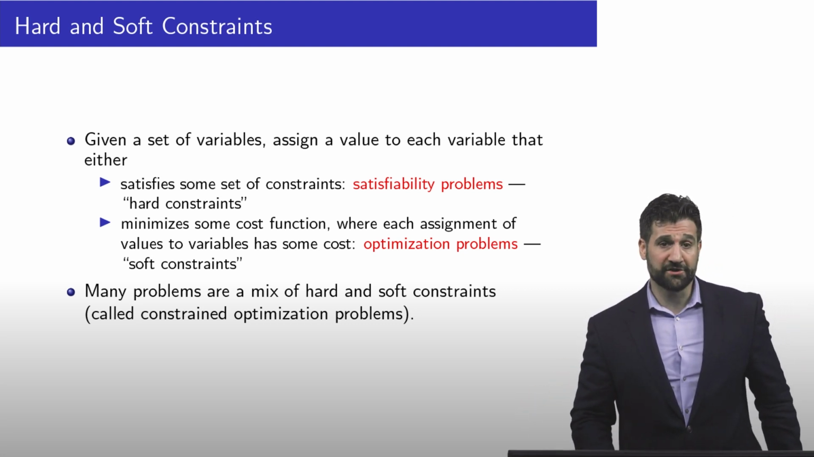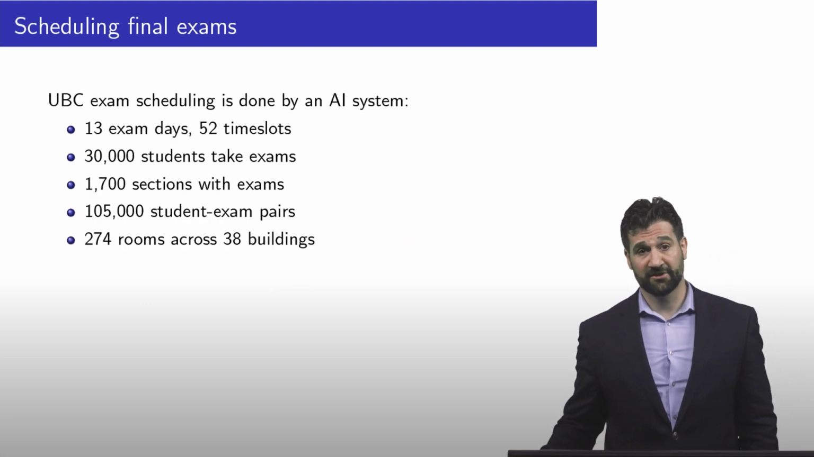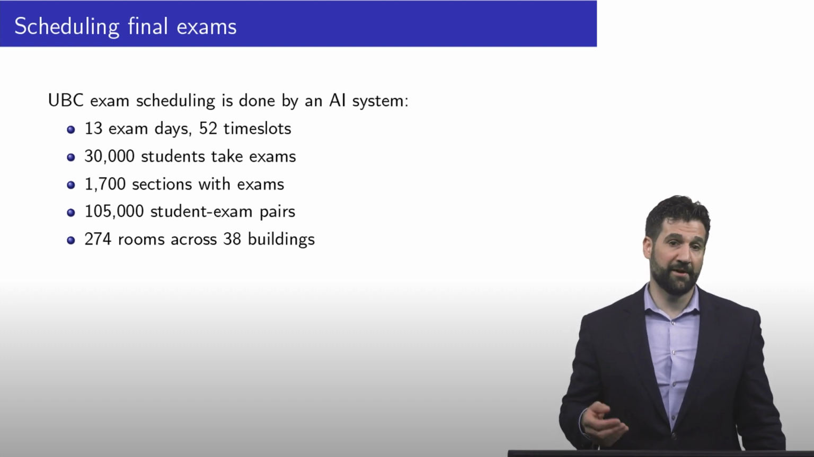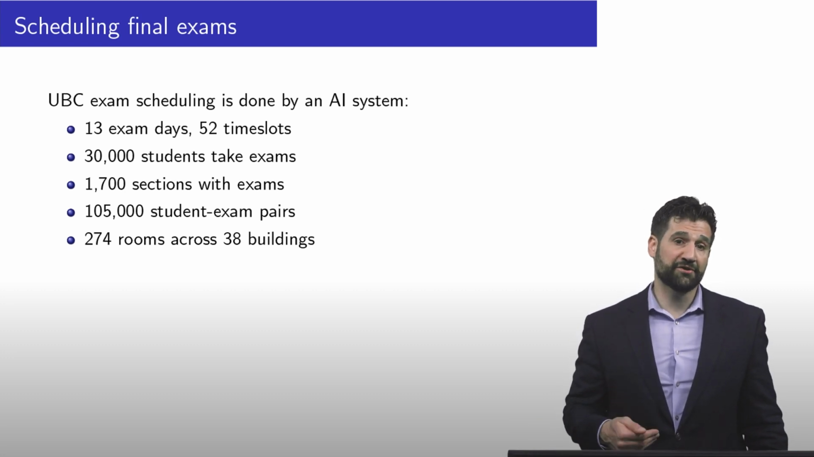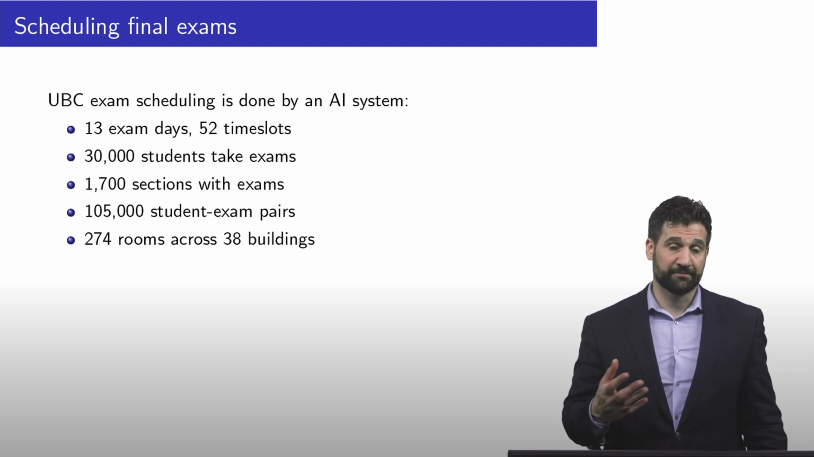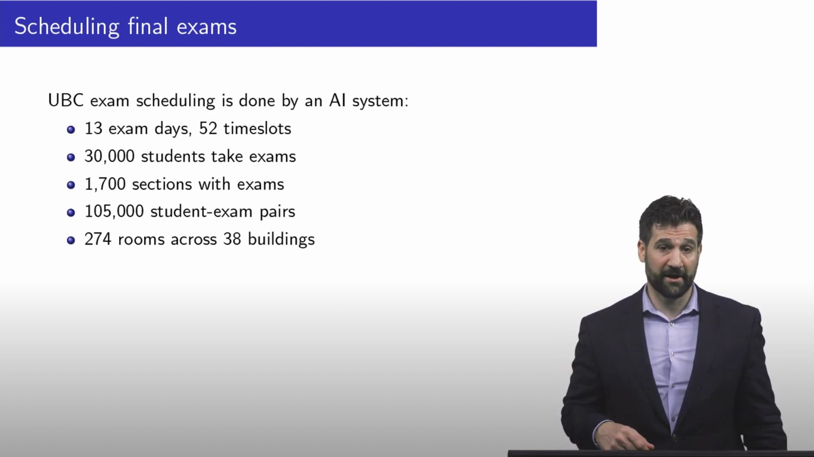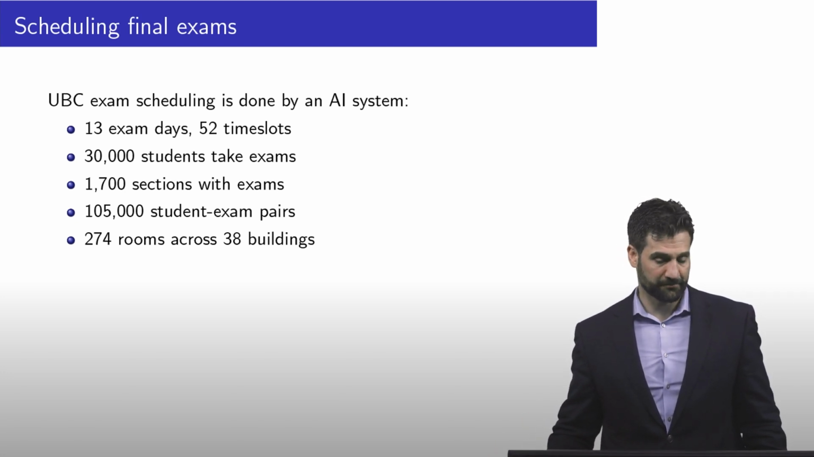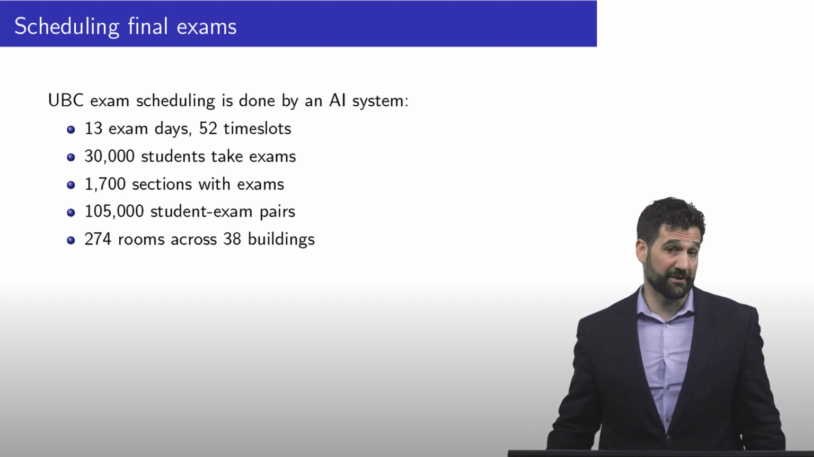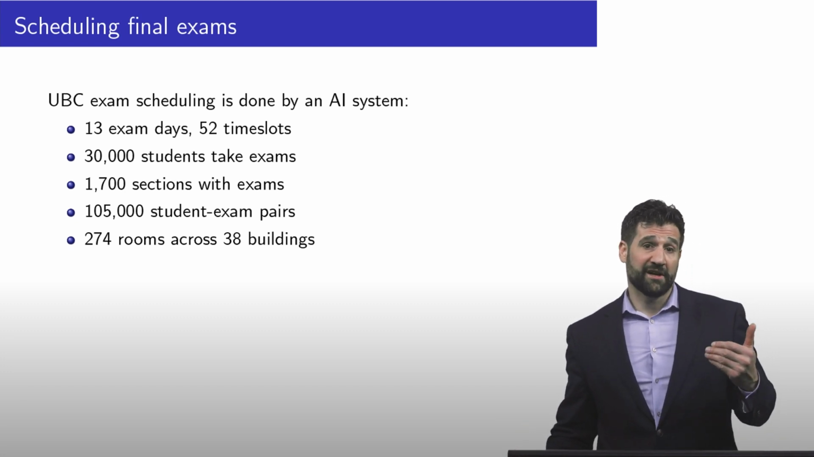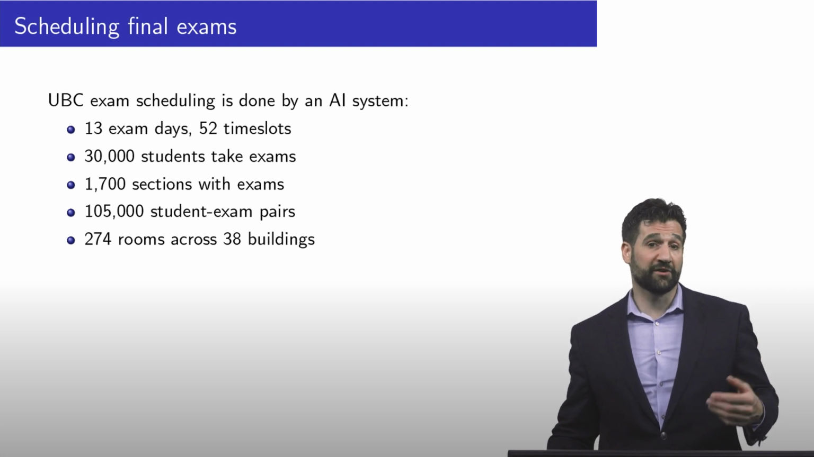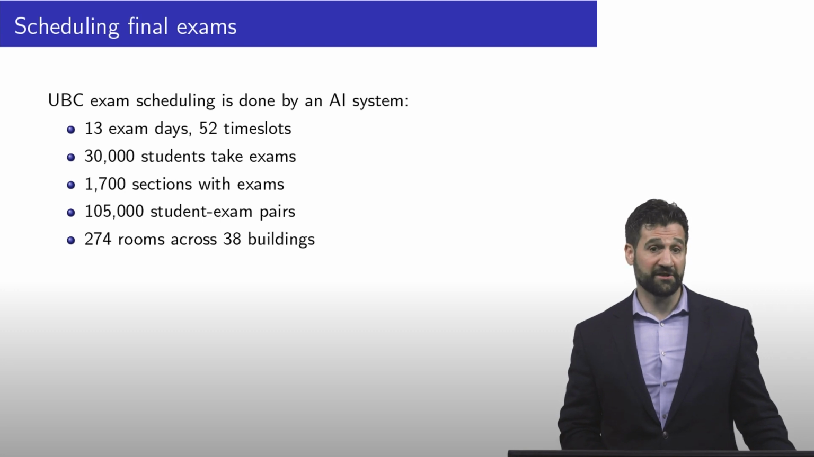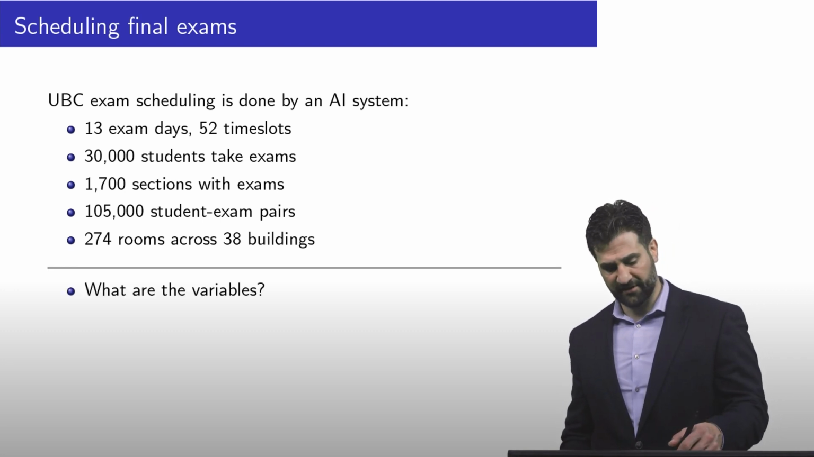And let's talk about one such example in the area of class scheduling. So here we have 13 exam days, 52 time slots. We have a whole bunch of students that need to take exams, a whole bunch of sections with exams. We have all these student exam pairs, and we have 274 rooms across 38 buildings. So the number of variables that we got is we need to think about every time-place pair where an exam can occur. And so we would have time slots by rooms would be the set of variables.